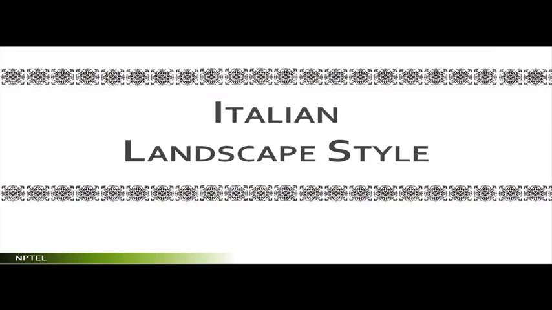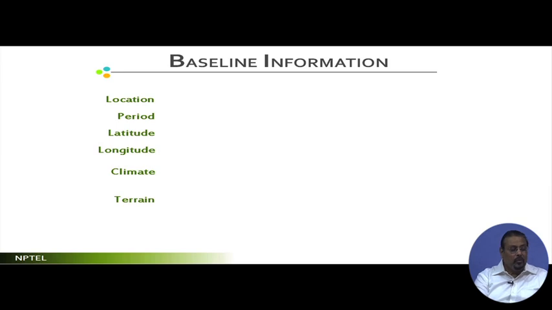Okay, we go one by one to these landscape styles just to understand what is there. I will keep the pictures for a little longer duration so that you can also focus on them. Italian landscape. The baseline information, the same style as I am explaining the others. The location is Italy. The period is 1300 to 1600 AD.